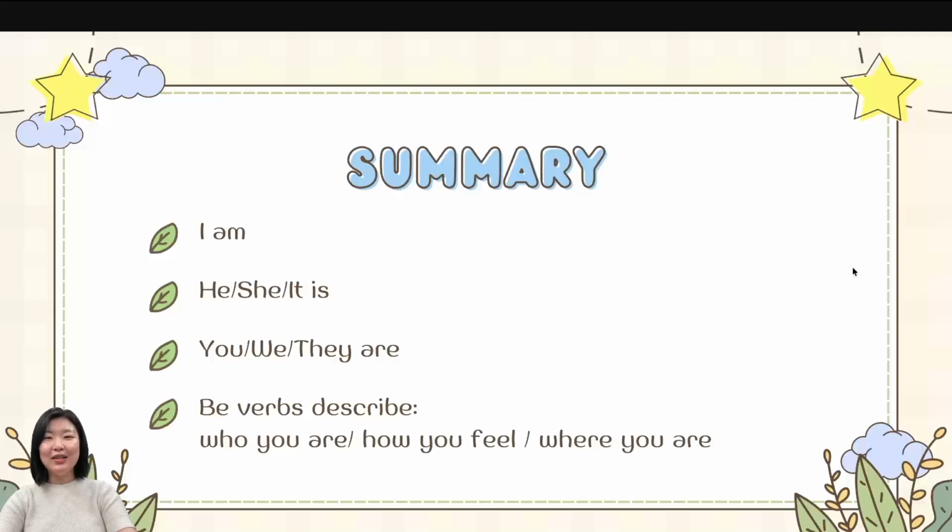So let's take a look at the summary. With I, make sure to use am. He, she, it is with is. You, we, they are used with are. So be verbs describe who you are, how you feel, and where you are.